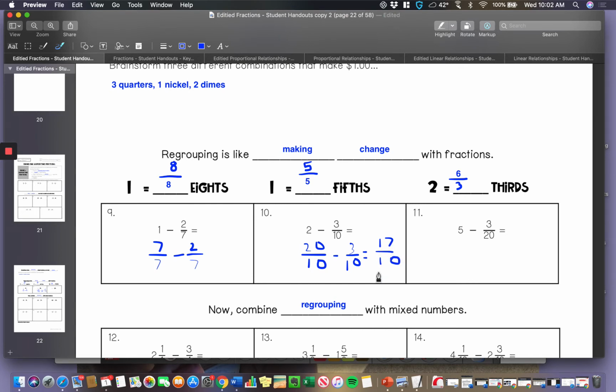But if you were to simplify this, you would see how many times 10 can go into 17, which can go in one time, with 7 left over. And your answer would be 1 7/10. So there's a couple examples from 9 and 10, and I want you to go ahead and do number 11.